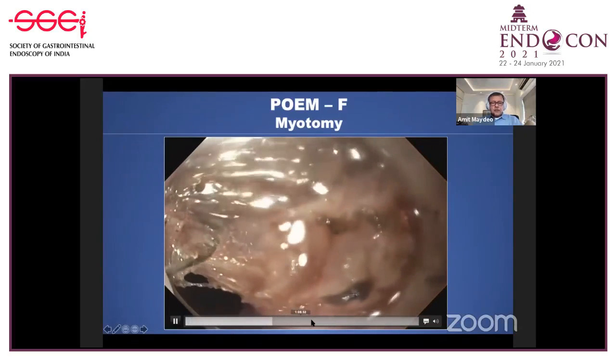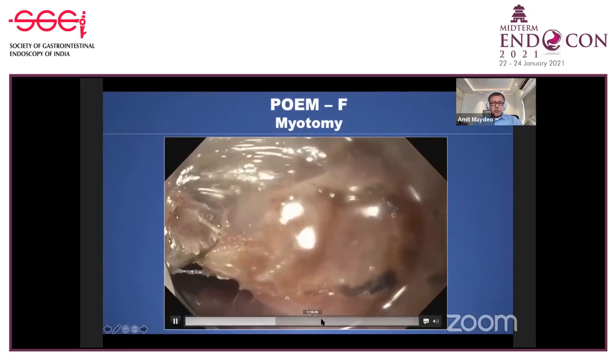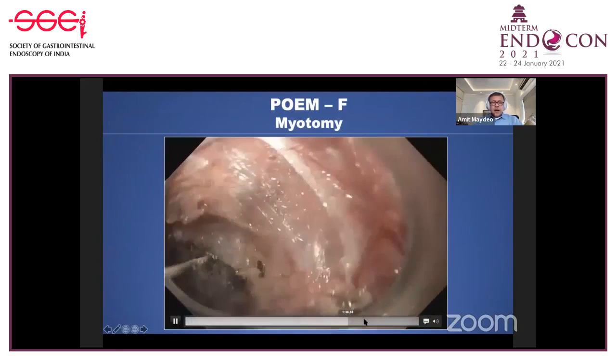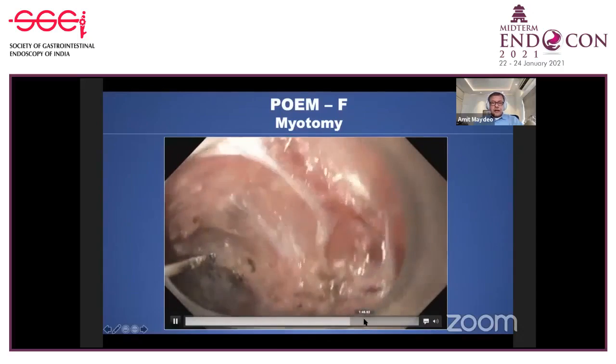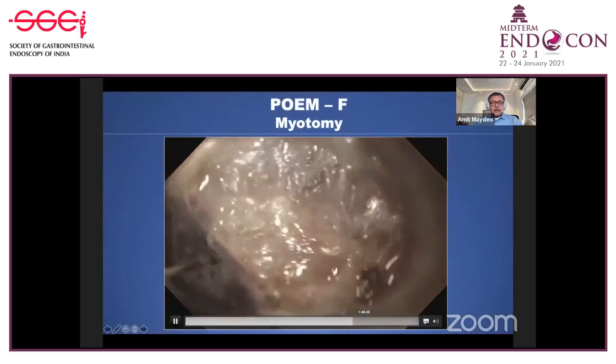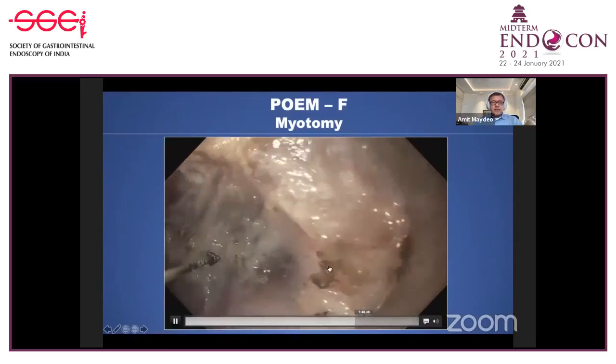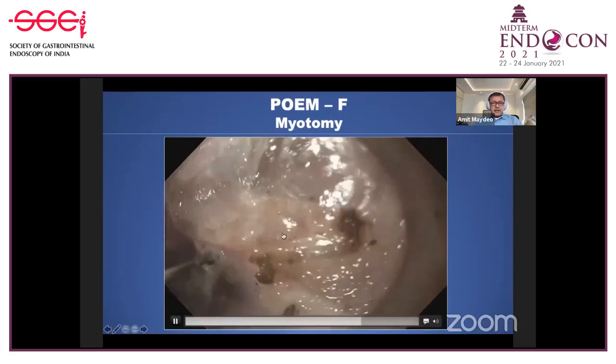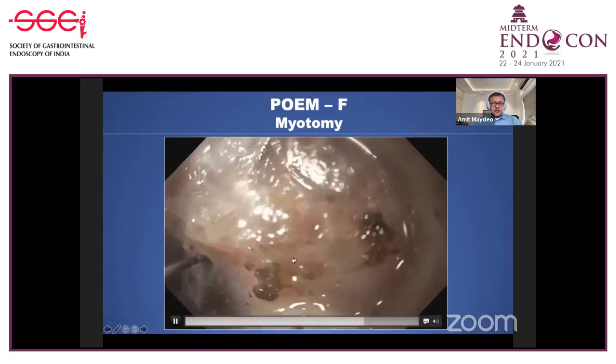We need not do the full thickness myotomy in the entire length, but it's most important to do this myotomy completely, especially the lower end. Ideally, you should be able to identify the diaphragmatic crura and then the phrenoesophageal fat pad. Sometimes this may not be possible. And in that case, there will be misidentification of the structures.